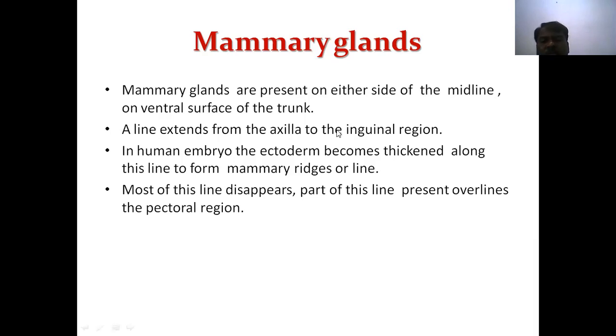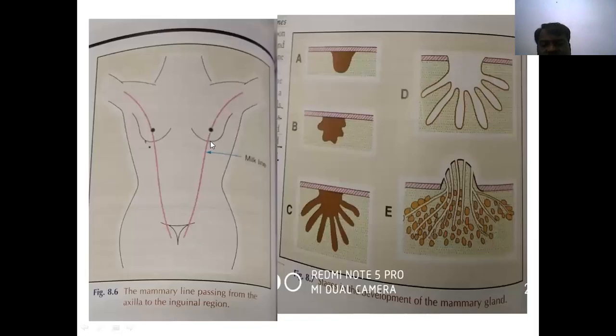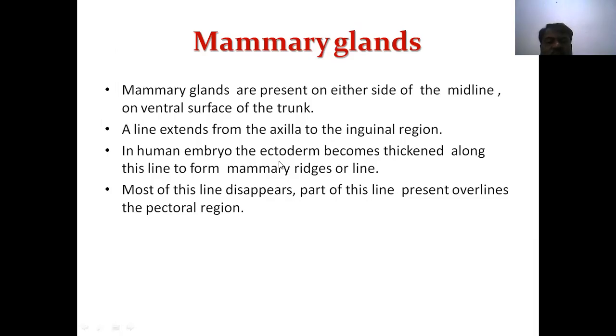So how is it developed? See, mammary glands are present on either side of the midline, on the ventral surface of the trunk. This line extends from the mid-axillary region to the mid-inguinal region. That is the axis. Just see this: the line extends from the mid-axillary region up to the mid-inguinal region. In animals we can identify this line extending along the whole length, with many nipples.